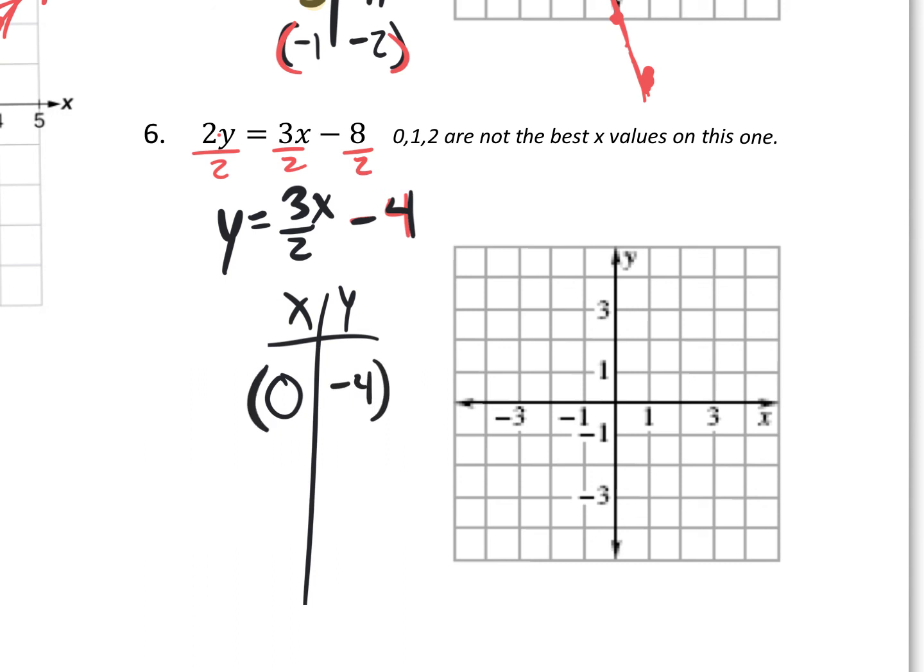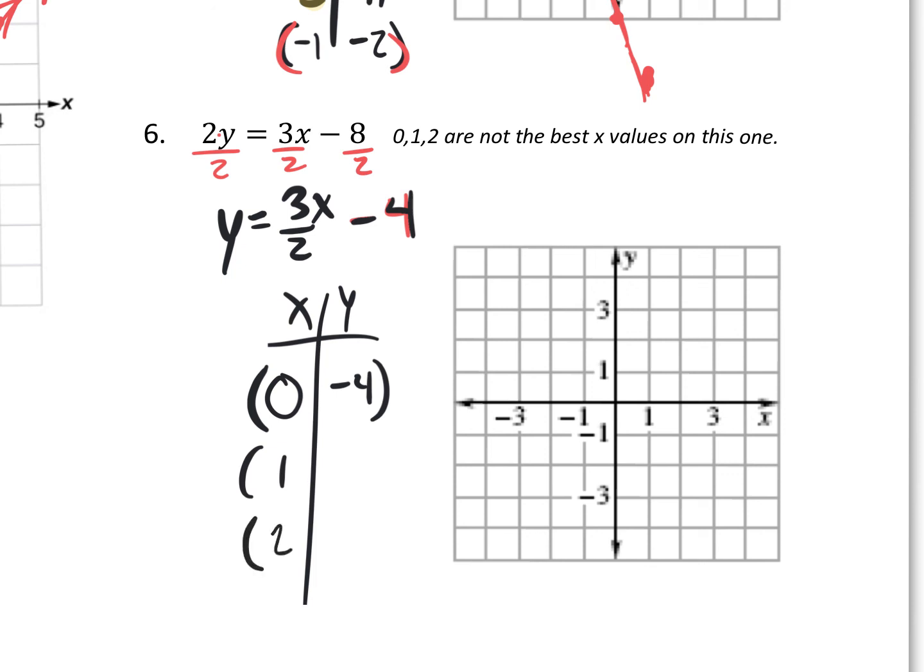Let's plug in, if I did plug in a 1, think about that. 3 halves times 1 is 3 halves. You have a fraction. Then a fraction take away 4, you're going to get more fractions. And graphing with fractions is definitely not fun. So we're not going to use 1. You see, whenever you do have a fraction in front of x, I recommend using the denominator and maybe double the denominator, okay? Or maybe the denominator but negative when you plug it in. So instead of plugging in 1, which usually is really easy, let's actually plug in the denominator 2.